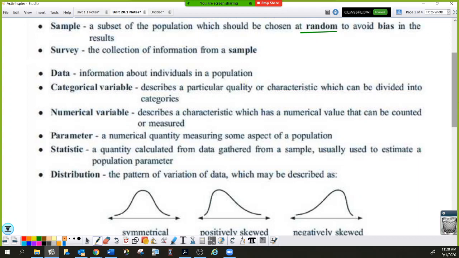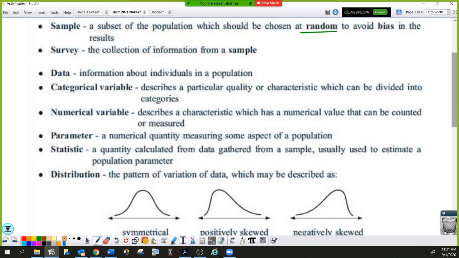And a statistic is a quantity calculated from data gathered from a sample, usually used to estimate a population parameter. For example, if I wanted to take information about the voters in Sarasota County, are we pro-Trump or pro-Biden, and let's just say that we got a 51% Trump support, then I would attempt to use that statistic to say that, well, the whole state is 51% Trump, okay?